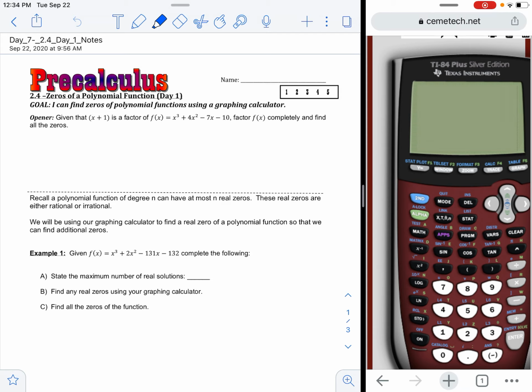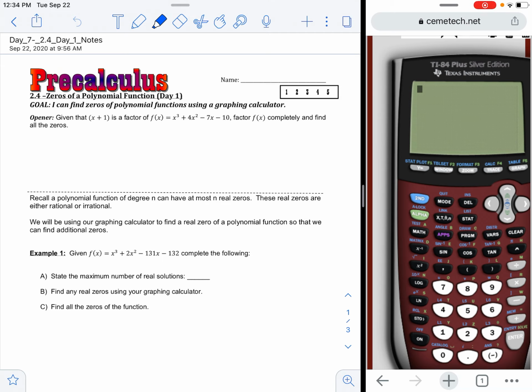So if you don't have a graphing calculator out, please get out your graphing calculator. You can pause the video to go grab it. TI-83, TI-84 is what I'll be using, and you should be using too. Okay. So the opener does not require a calculator. You can go ahead and pause the video and do the opener.